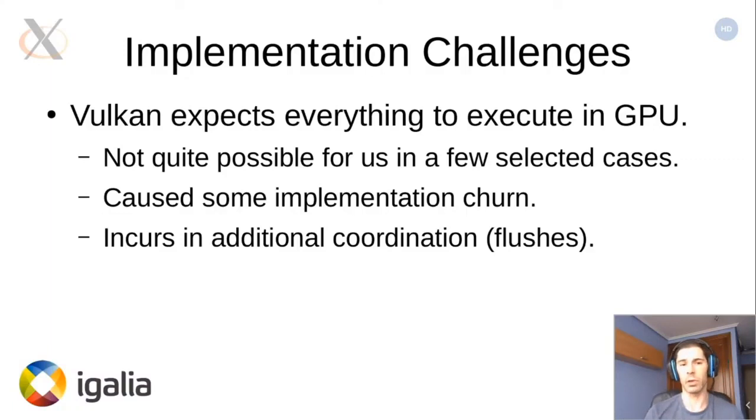This is, in fact, what the OpenGL driver does. So what this means is that for us, we need to break the illusion internally that everything is executed in the GPU, and have these internal flushes in these cases to synchronize between the CPU and the GPU, do the CPU part of the work, and then resume the execution of the command buffer in the GPU, which caused some implementation churn, of course. But it's, I think, unavoidable, at least in some of the cases that we had this problem.